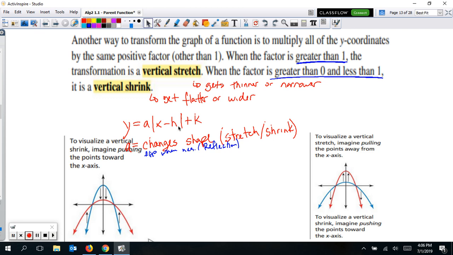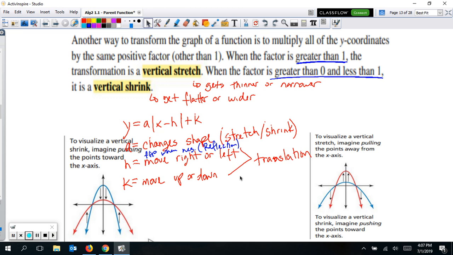The H and the K, those two are for translations. The H would move it left or right, or right or left. It's going to move it horizontally. H even can stand for horizontal. And the K is going to be moving it up or down on the y-axis. And both of those are going to be your translation ones. So the translation has these two things. These two numbers would refer to translations, just moving it and shifting its position.